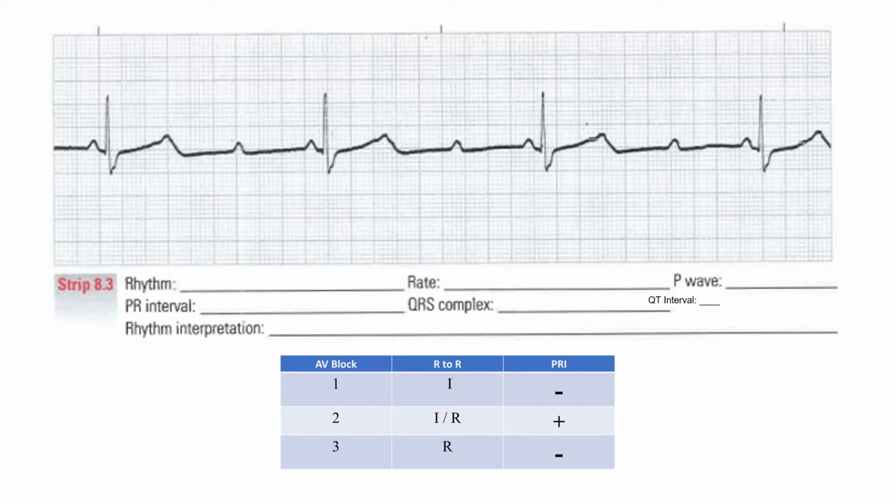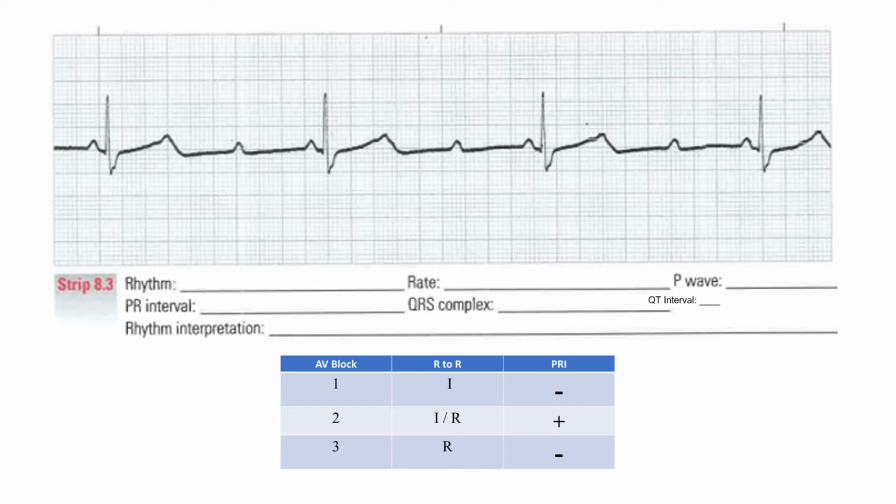All right, so I added the little cheat sheet at the bottom of this strip. First and foremost, we look at the rhythm. Is the rhythm regular or irregular? Your atrial rates are regular, a rate of about 94. Your R to R's are regular too. Your ventricular rate is 32. You have 3 P's to each QRS because there are some P's that are hidden in the T's.